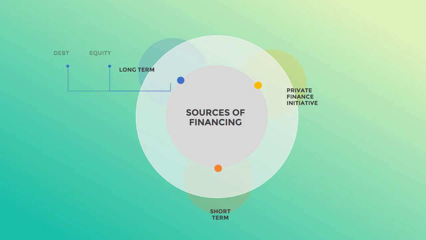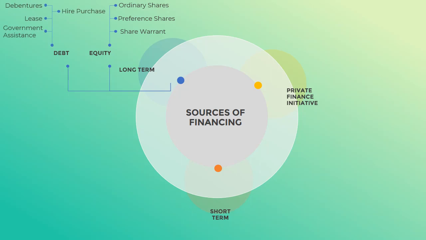Long-term source of financing is divided into 2, equity and debt. Equity can be classified into 3, ordinary shares, preference shares and warrant. On the other hand, debt can be classified into 4, debentures, lease, hire purchase and government assistance.